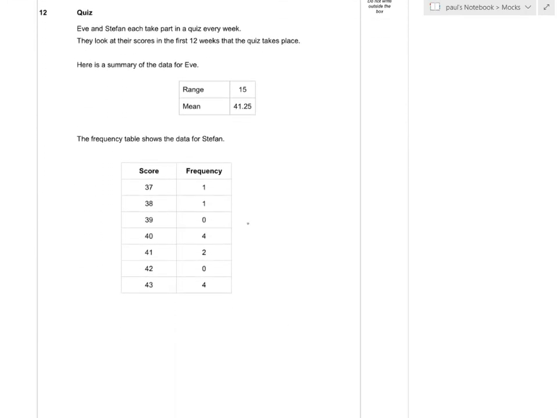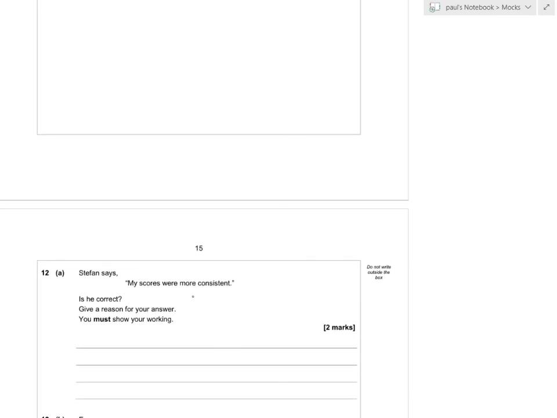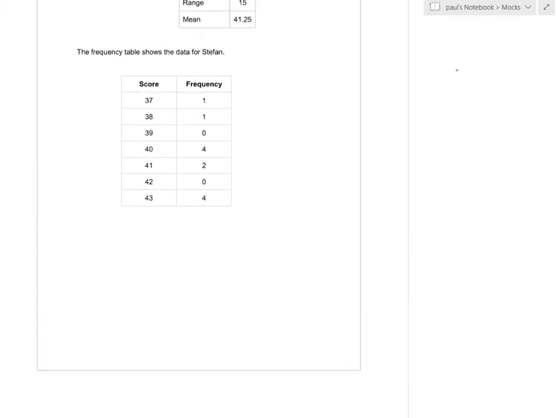Right, a quiz. I'm going to have a quiz now. Okay. The quiz. Eve and Stefan each take part in the quiz every week. They look at their scores in the first 12 weeks of the quiz. Here's a summary of Eve, her range and her mean. The table shows the data for Stefan. So what have we got to do? Stefan says my scores were more consistent. So that consistency is the range. So let's work out Stefan's range.